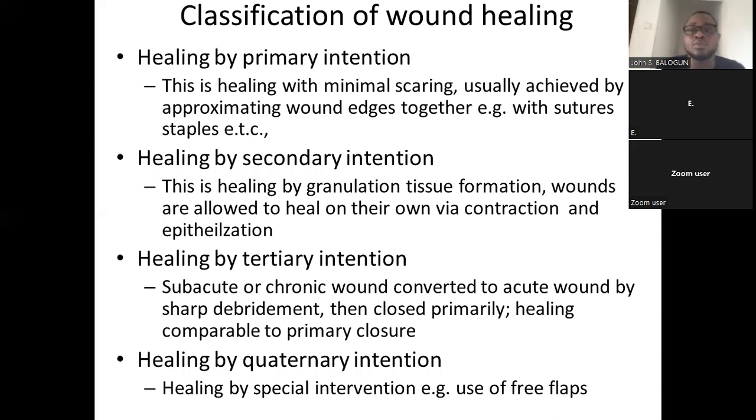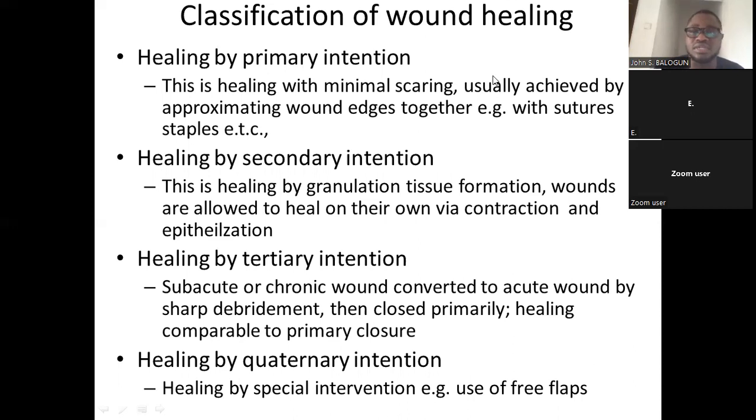Then, wound healing, like we said, is the physiologic and anatomic processes that try to restore a damaged tissue to its original state. Then how does the body do this? The process by which the body does this is what we classify as the intentions of wound healing. And how does the body heal? The body can heal via what we call primary intention, secondary intention, tertiary intention.